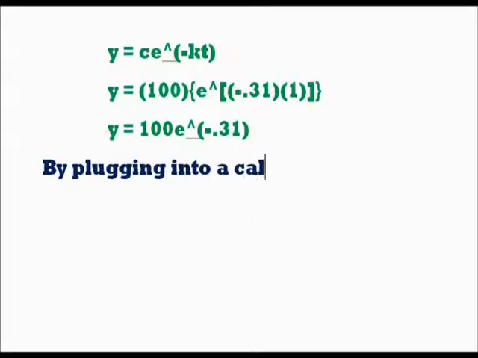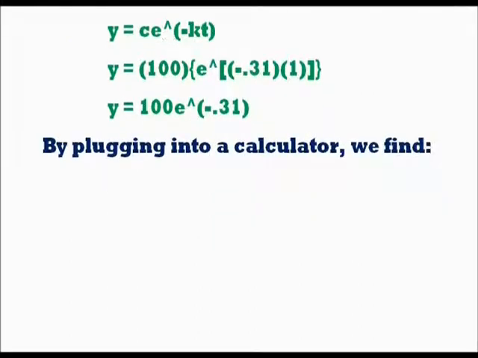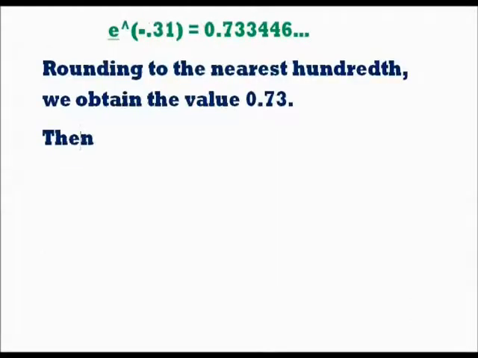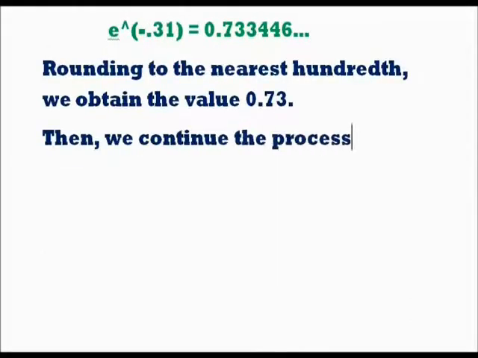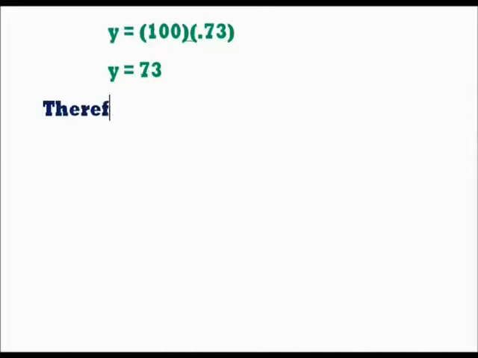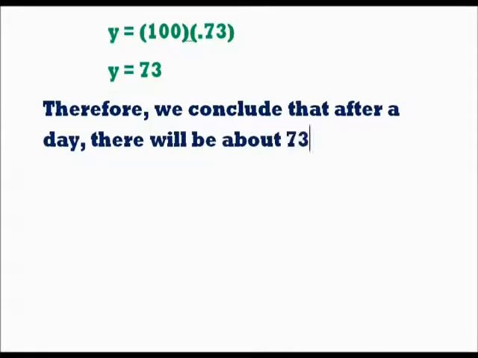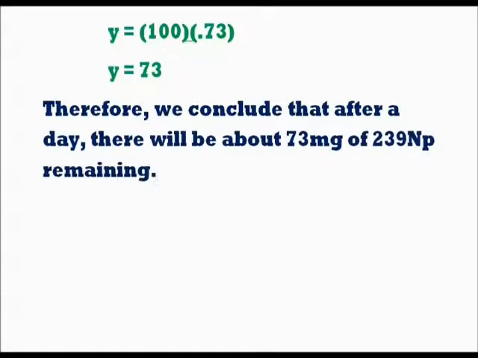By plugging into a calculator, we find the value, and rounding to the nearest hundredth, we obtain 0.73. Then we continue the process. Therefore, we conclude that after a day, there will be about 73 milligrams of neptunium-239.